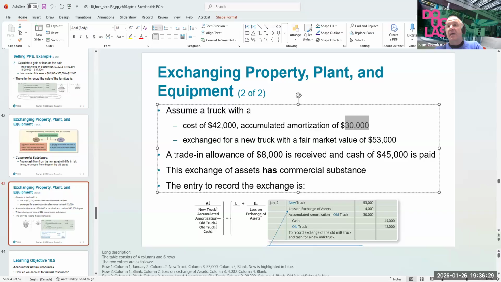Clearly, I'm getting the new truck for 53, correct? And I'm paying only 45. How much am I making on this one?